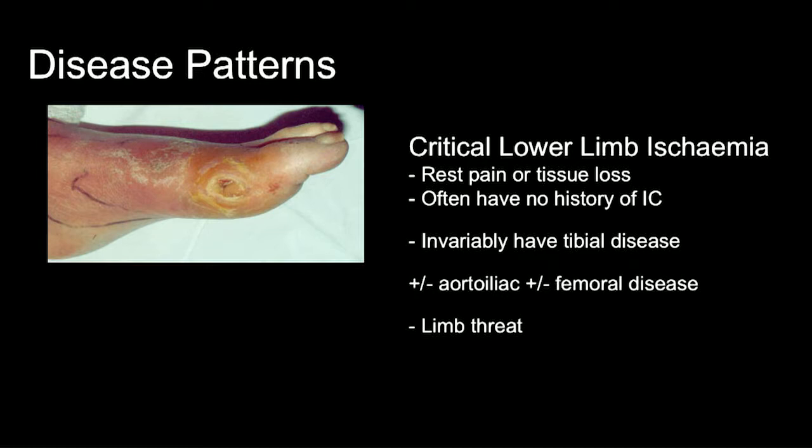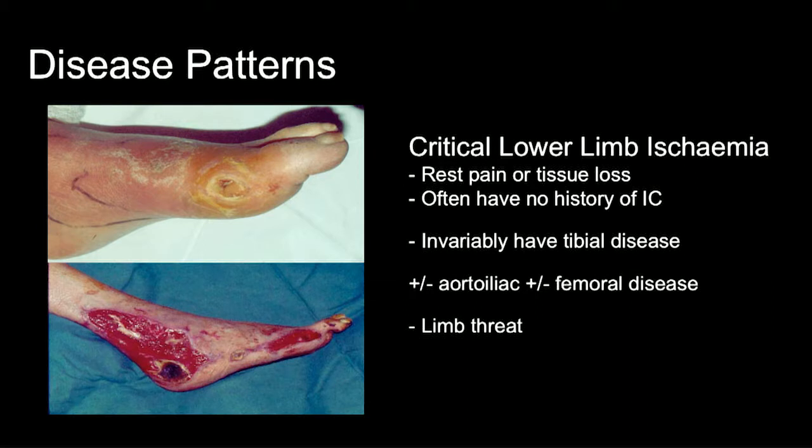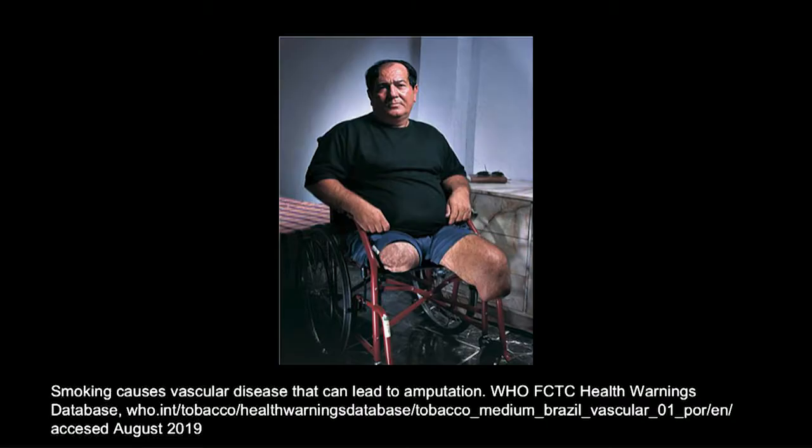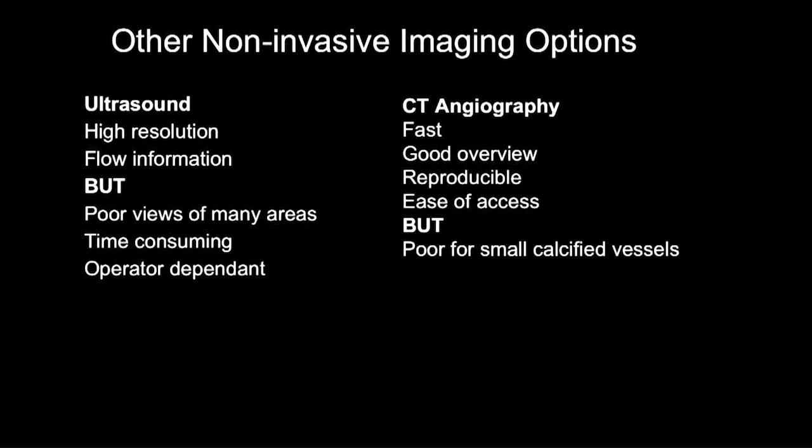They almost invariably have tibial disease, often along with complicated aortoiliac and femoral disease, and by definition these people have limb threat. The tissue loss can be relatively minor, like this ulcer, or more extensive gangrene. And this leg has to come off. The whole purpose of imaging these arteries is to try and prevent these legs needing to be amputated and to keep your patients ambulant. And there's a mortality associated with amputation for this indication as well.